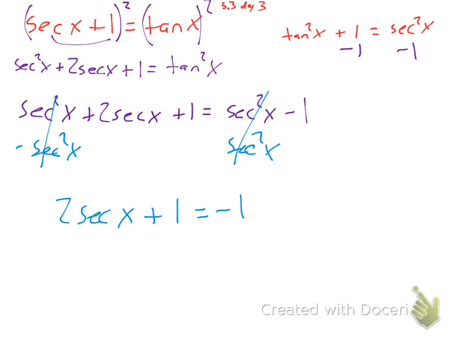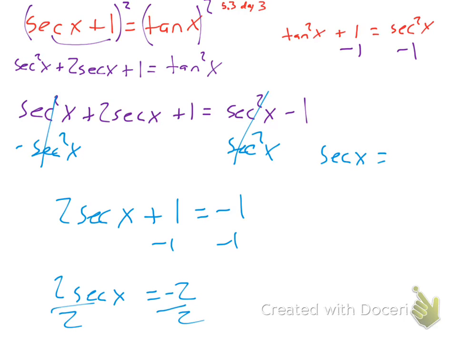Which means, now can you solve it? What do I do to solve? Minus 1. 2 secant x equals negative 2. Divide by 2. Secant x equals negative 1. What is secant again? 1 over cosine x.